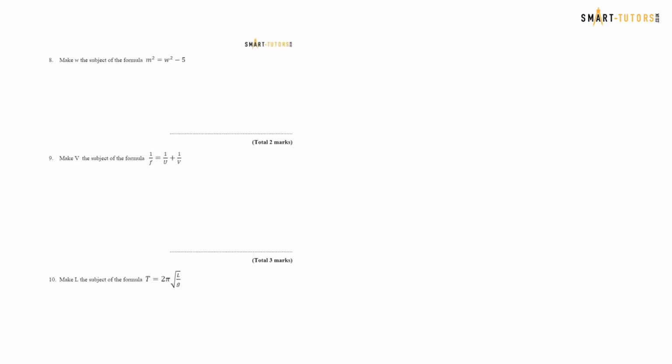Question number 8. M squared equal W squared minus 5. Make W as a subject. So bring the minus 5 this side. So M squared plus 5 equal W squared. So W is going to be, careful when you're taking the square root of both sides, you need to put plus or minus. So W equal plus or minus square root of M squared plus 5.